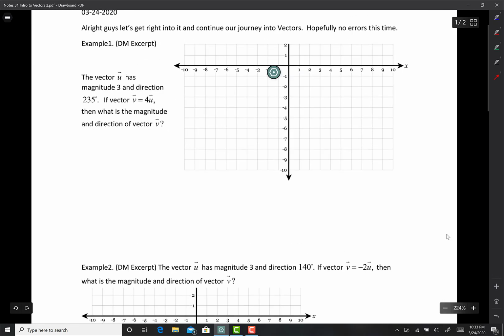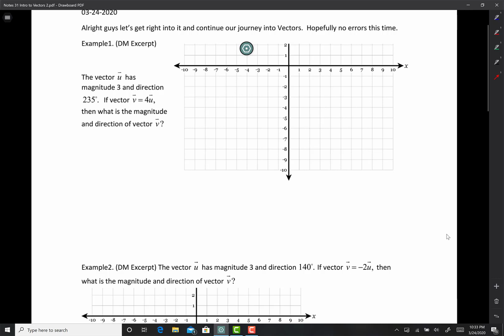So I have a vector u with a magnitude of 3 and the direction is 235 degrees. If vector v equals 4u, then what is the magnitude and direction of vector v? So that's going to be something like in quadrant 3 with a magnitude of 3. So I have something like this.